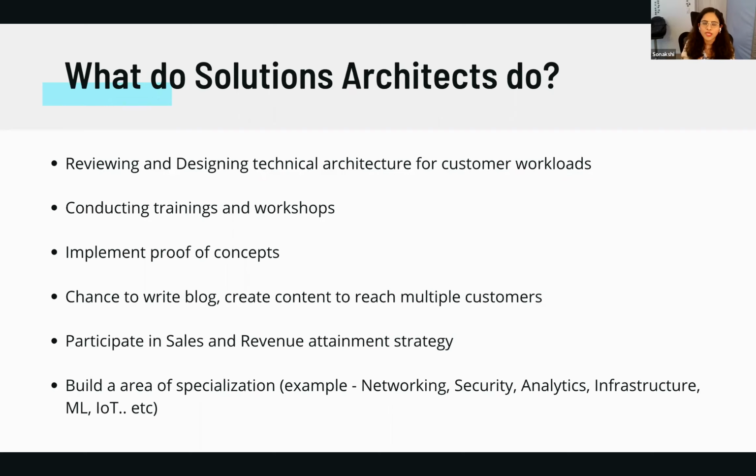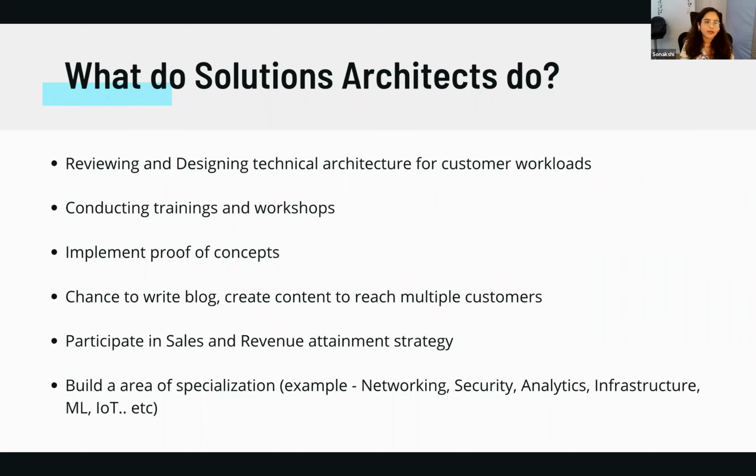So for example, a quota for my team would be 1 million. So within this year, I have to help customers adopt cloud and generate revenue of 1 million. As a solution architect, you get a chance to participate in the attainment strategy. You come in with your very technical hat, and you come in with your inputs on how you think technology can help customers as well as help your organization meet that revenue quota.